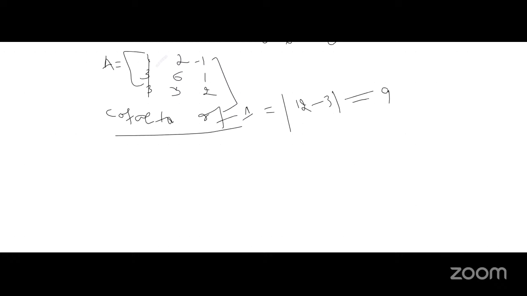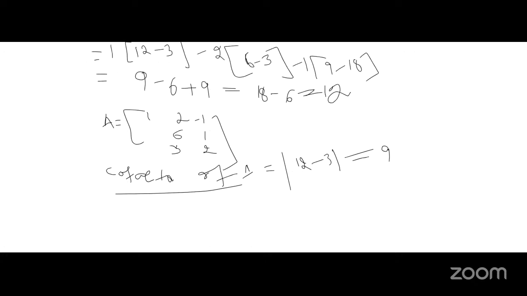Next, the cofactor of 2. Okay, 2 means eliminate this row and this column, and now do the cross multiplication. So what are we getting? 6 minus 3. That we are getting 3. Okay.